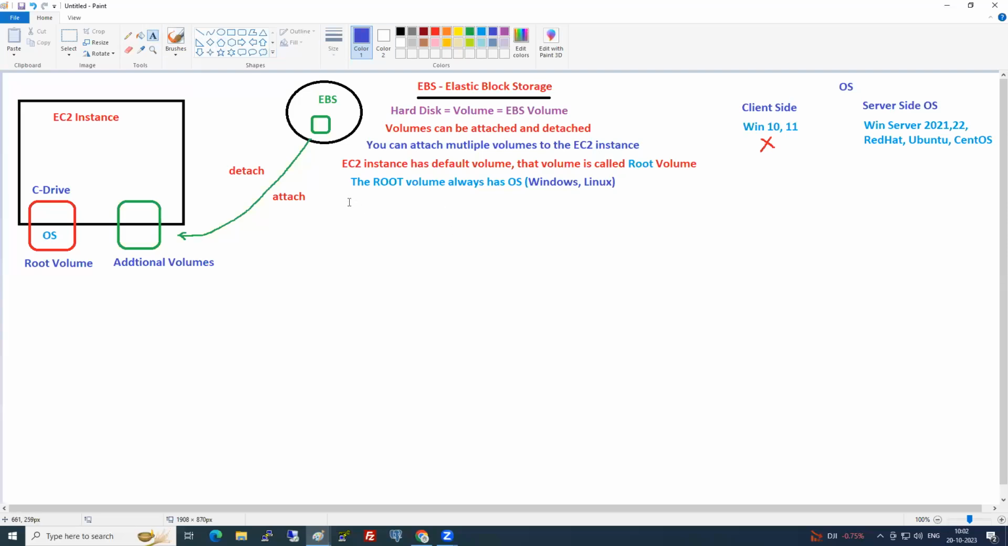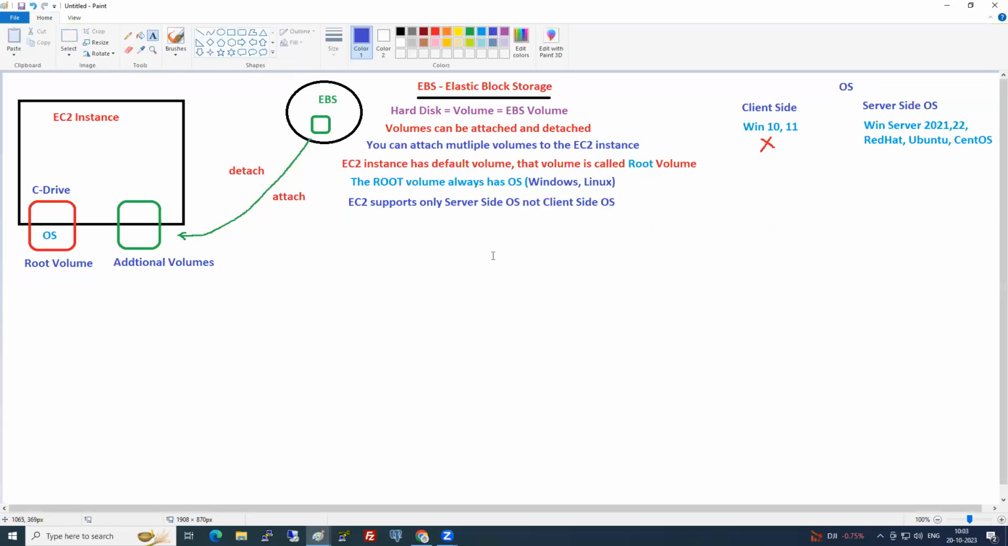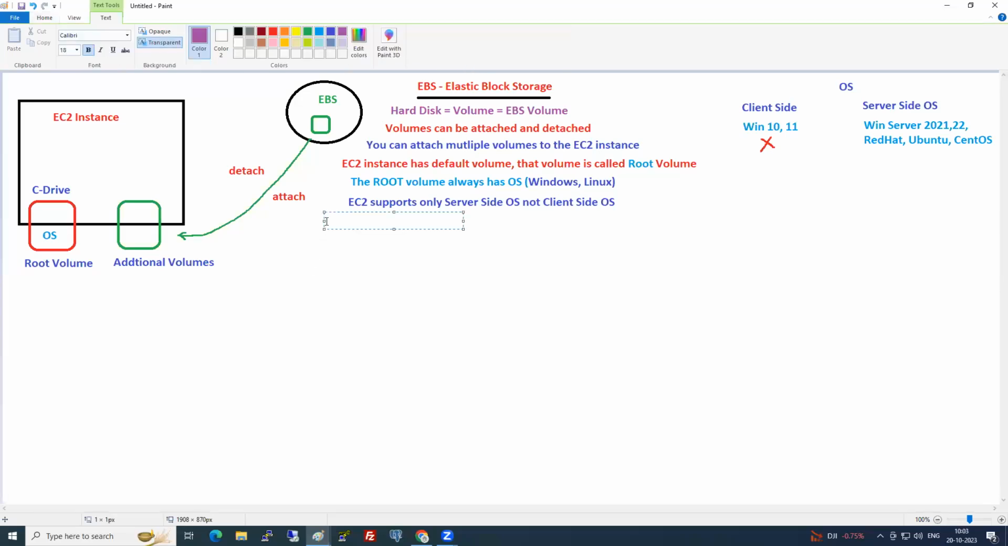EC2 supports client side or server side operating system? EC2 supports only server side OS, not client side. If you have, I'll twist the question and ask. If you have OS on the volume, what is that volume called?